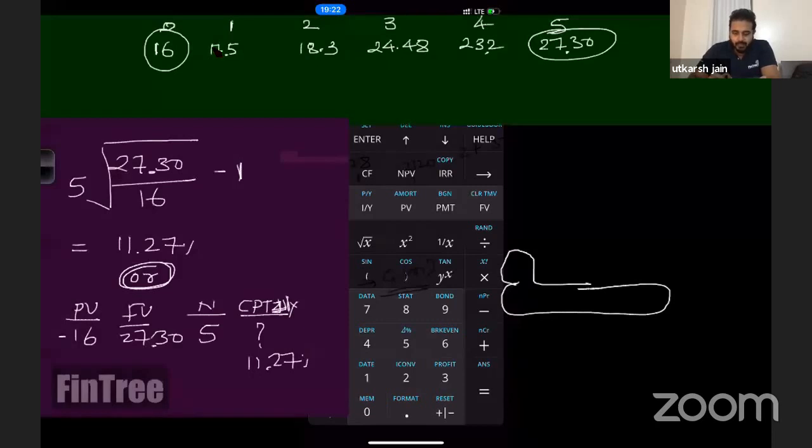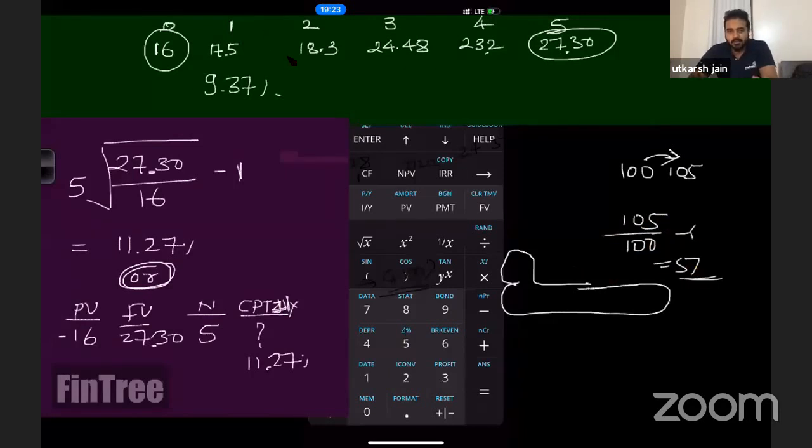17.5 divided by 16 minus 1. So this is giving me 9.37% return. 18.3 divided by 17.5 minus 1. What I'm doing is I'm simply using closing value divided by opening value, right? It's simple. There's nothing complicated about this. It's like if you have 100 rupees and it became 105 in 1 year, then how much have you earned? Very simple. 105 divided by 100 minus 1, that's 5%. That's the argument I'm making here.